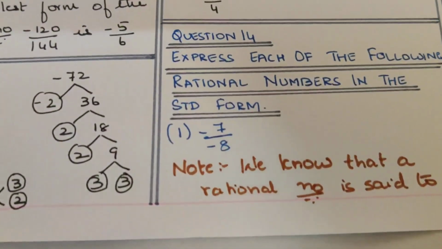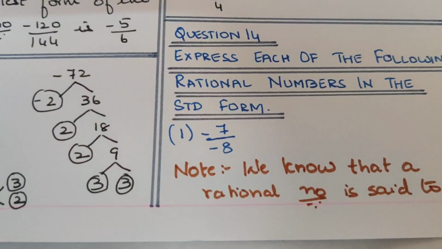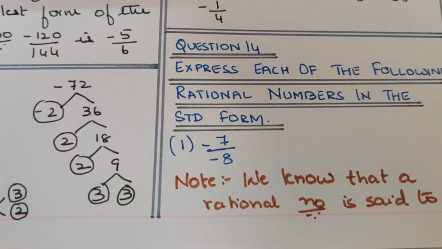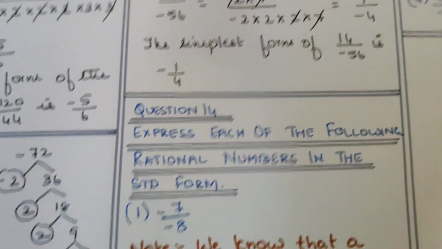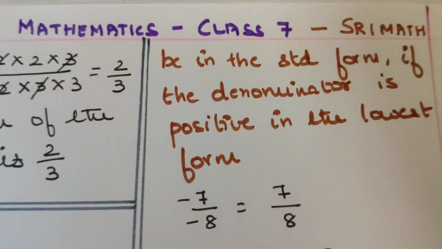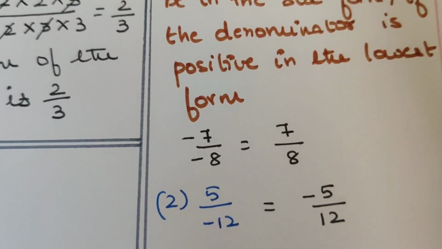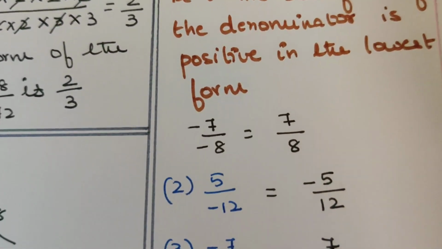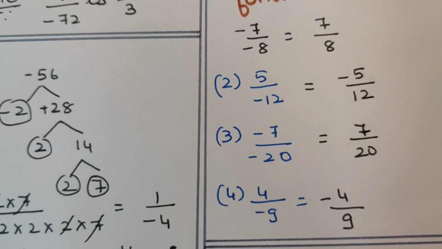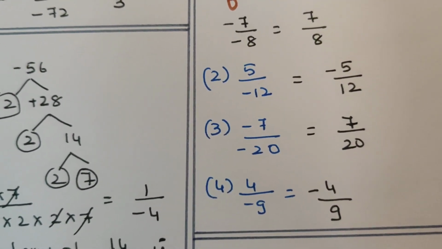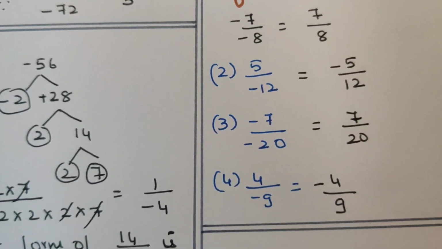Okay, question 14: express each of the following in the standard rational form. Rational numbers in the standard form. Minus 7 by minus 8. We know that a rational number is said to be in the standard form if the denominator is positive and it is in the lowest form. So minus 7 by minus 8 is nothing but 7 by 8. 5 by minus 12 will become minus 5 by 12. Minus 7 by minus 20 is 7 by 20. 4 by minus 9 is equal to minus 4 by 9.